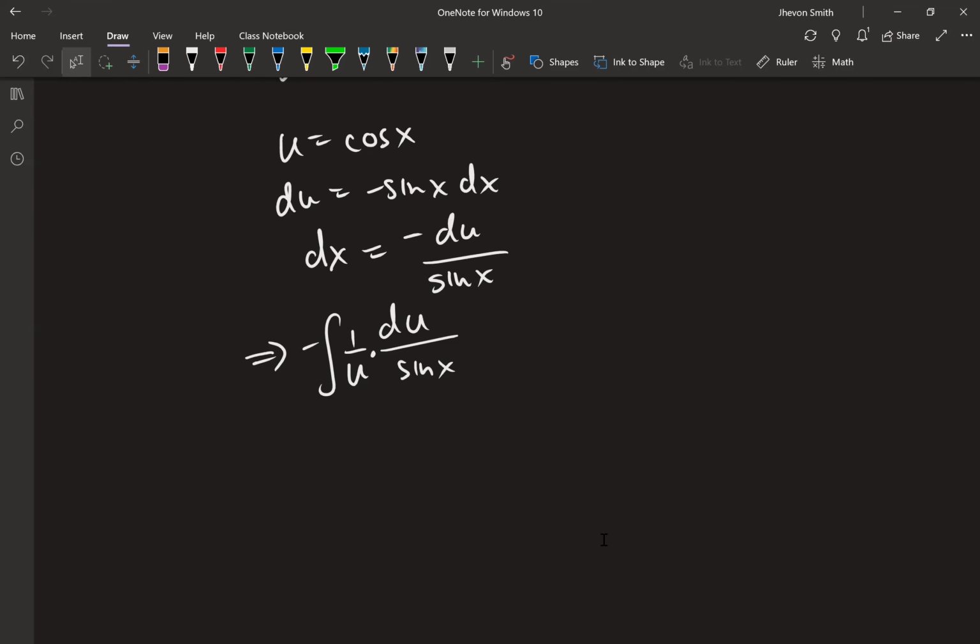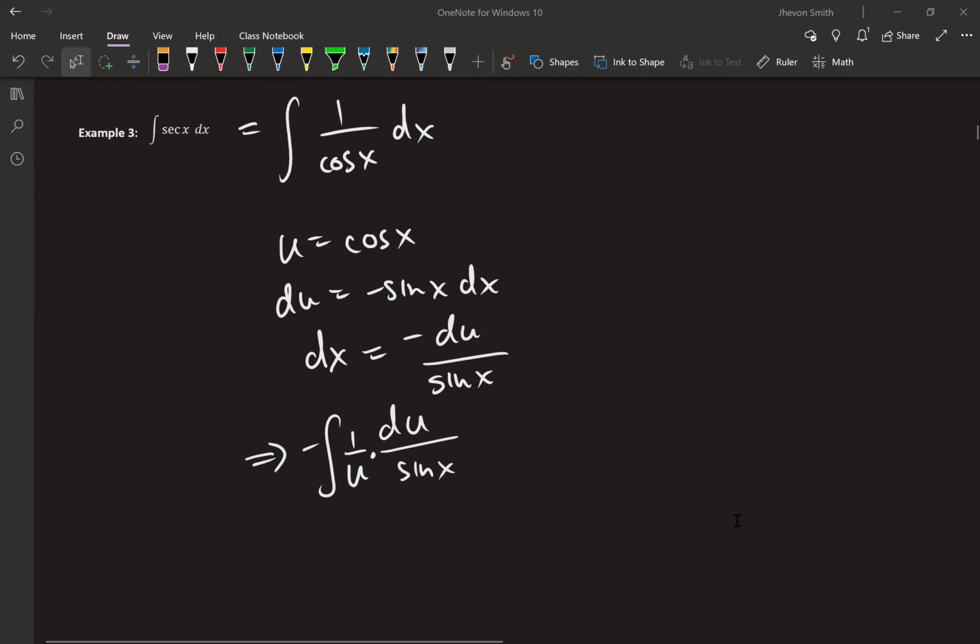Can you ln the 1 over u now? No, there is a sine of x here. Someone's pulling out the big guns. Tabular method? I mean, so you're thinking of using integration by parts with this guy? Okay.